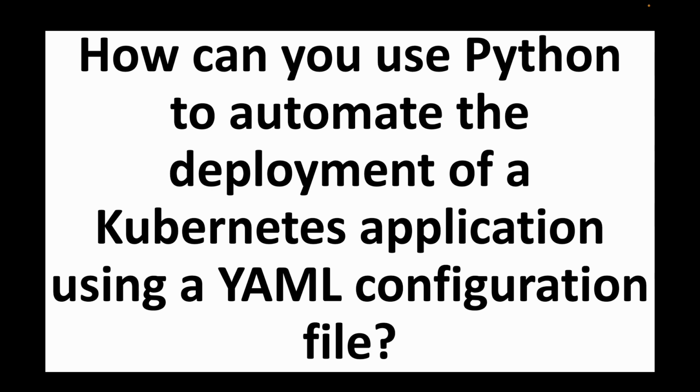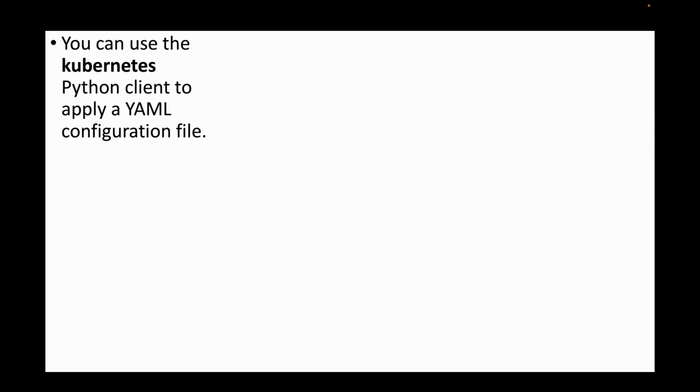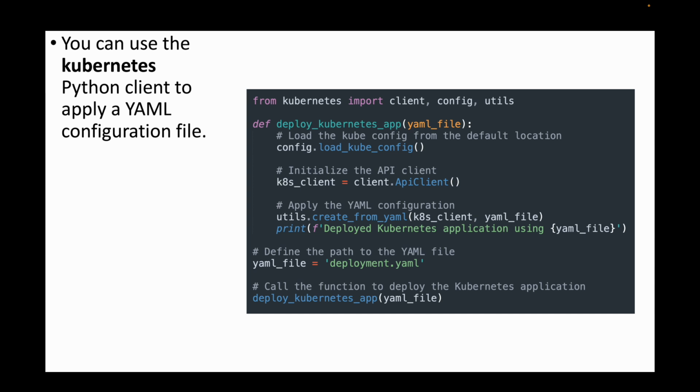The next question we have is, how can you use Python to automate the deployment of a Kubernetes application using a YAML configuration file? So for this, again, we can make use of the Kubernetes library to interact with our Kubernetes services using a Python script. So here's the example script that we have. So we're using this load_kube_config to load the Kubernetes configuration file. Then we are initializing the API client over here, and then we are applying the YAML file. So utils.create_from_yaml, and then we'll be giving the YAML file, and then we are basically deploying the YAML file that we have created.